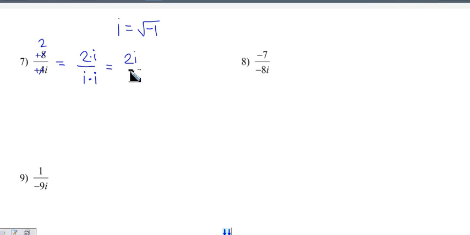Now I have 2i over i squared. Well, I told you earlier in the lesson we were going to use this i squared a couple times. And here it is again. i squared is equal to -1. So I'm going to make that replacement.